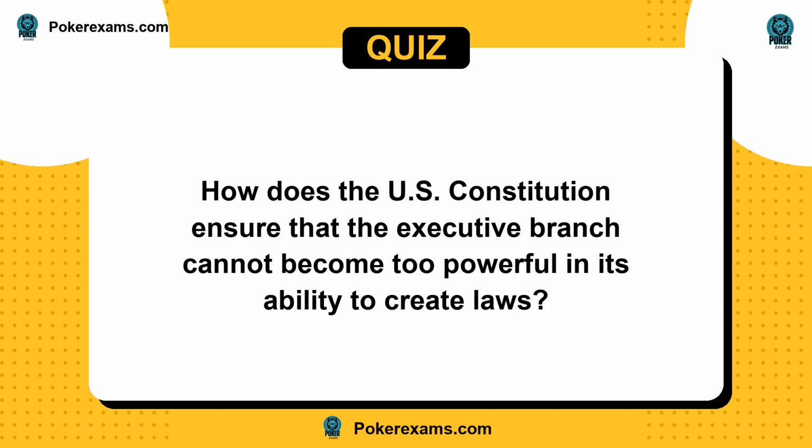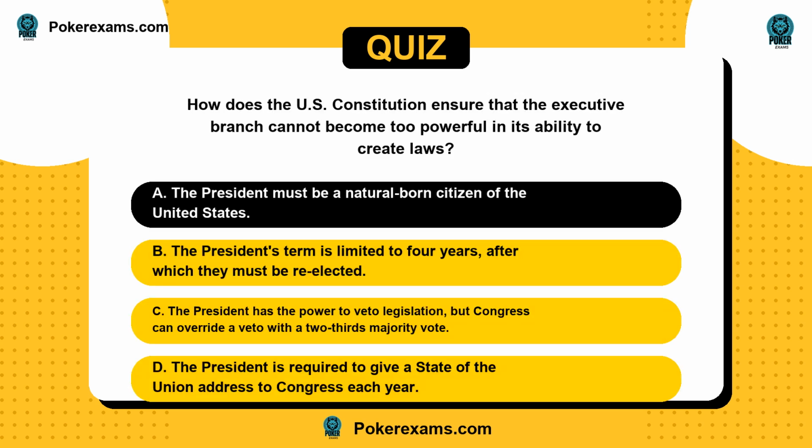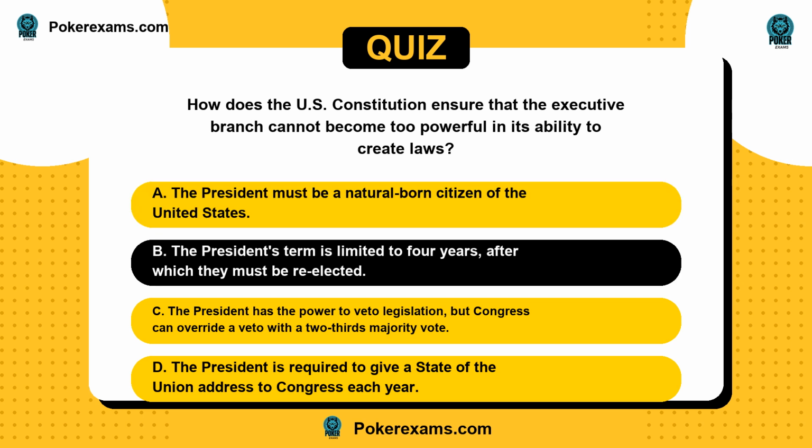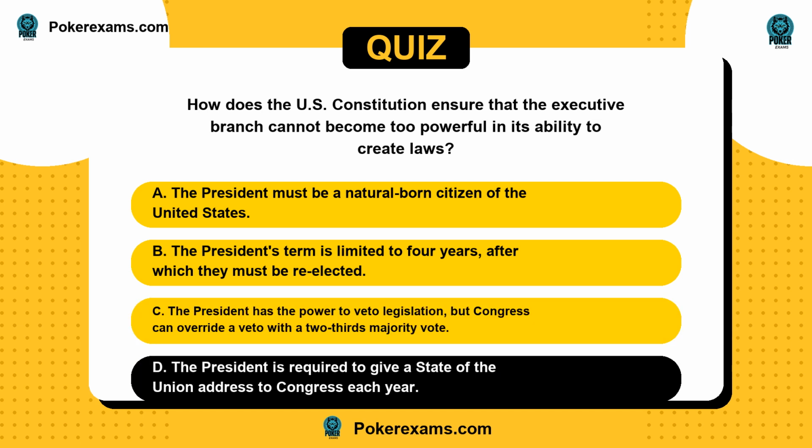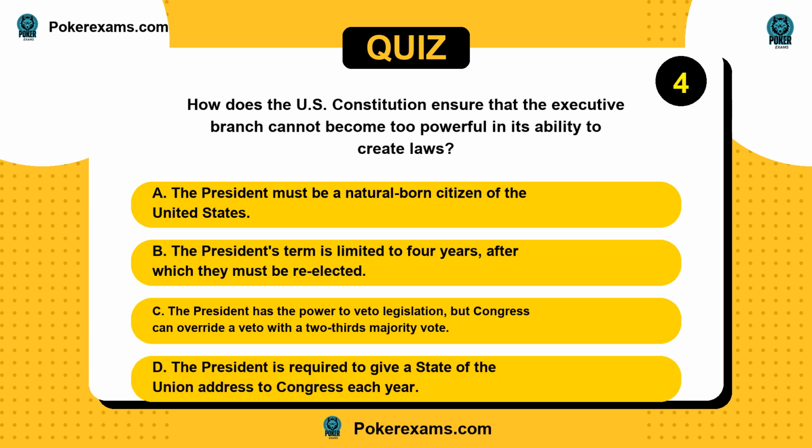Next question. How does the U.S. Constitution ensure that the executive branch cannot become too powerful in its ability to create laws? Is it A, the President must be a natural-born citizen of the United States? Or B, the President's term is limited to 4 years, after which they must be re-elected? C, the President has the power to veto legislation, but Congress can override a veto with a 2/3 majority vote? Or D, the President is required to give a State of the Union address to Congress each year?